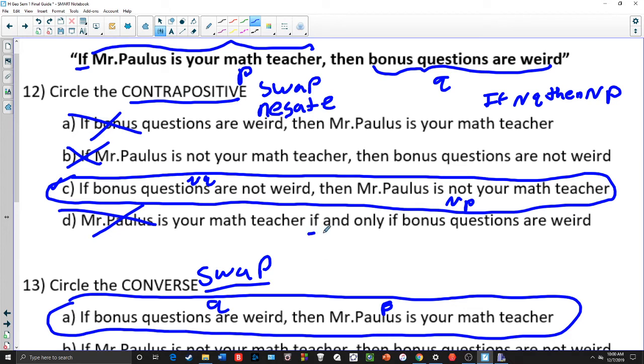The if and only if is called the biconditional. Bi for conditional. So if they ask you what the biconditional is, you're going to look for the if and only if. That's the oddball out, essentially. Everything else is an if-then statement.